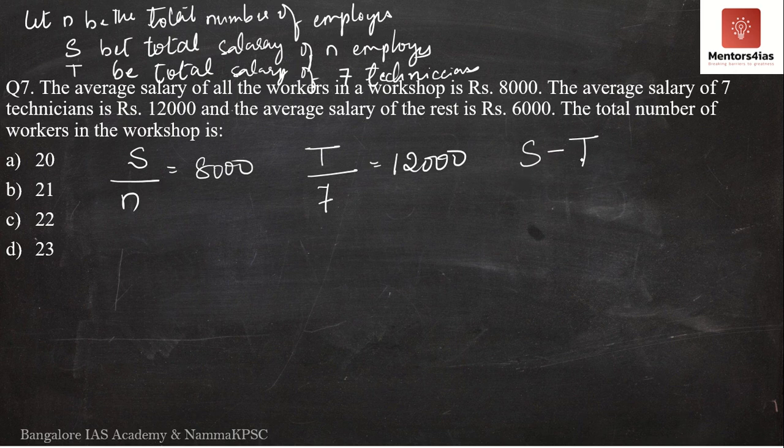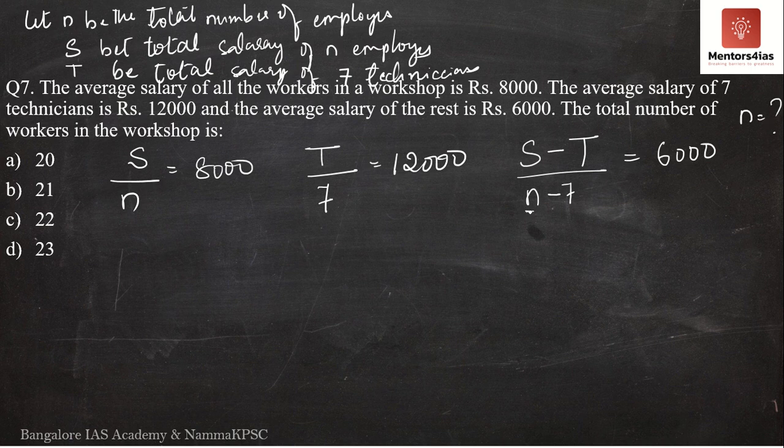In order to get the average of the rest of the employees, we have to take the number of non-technicians. How do we get the number of non-technicians? Nothing but total number of workers minus 7, that is the number of technicians. We'll get the rest of the employees whose average salary is rupees 6,000. Now what is the question asking for? The question is asking for the total number of workers, that is, we have to determine the value of n.